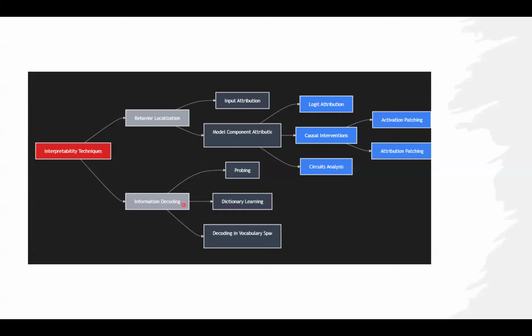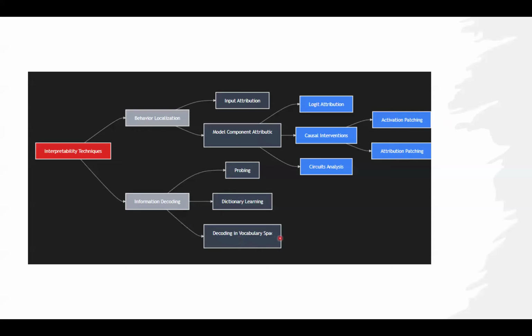Then information decoding is to basically check what algorithm the model has learned. What are the concepts the model is learning, or what strategies, what information the model has encoded in these heads and neurons, which is helping the model come up with the right answer. So we have probing, dictionary learning, and decoding in vocabulary space.